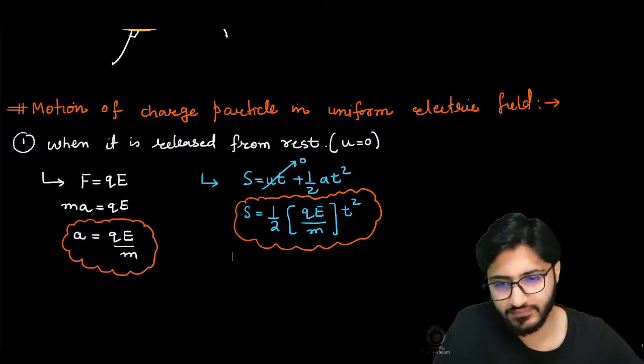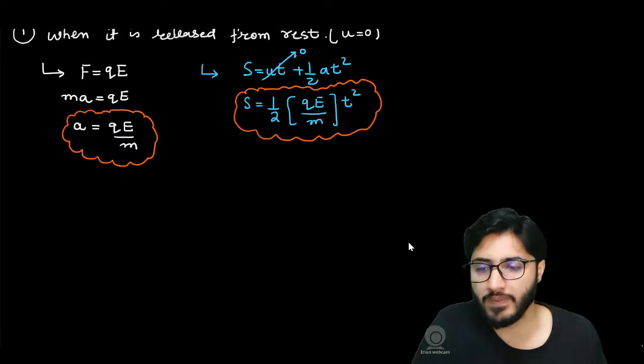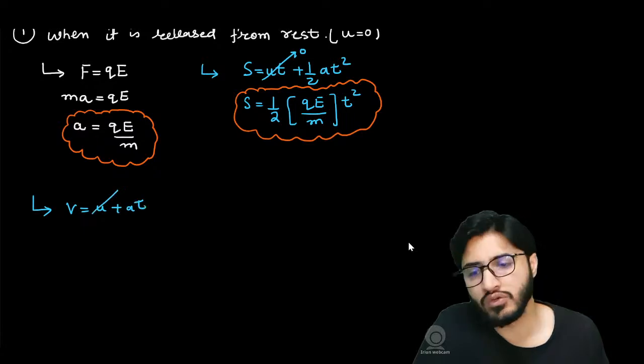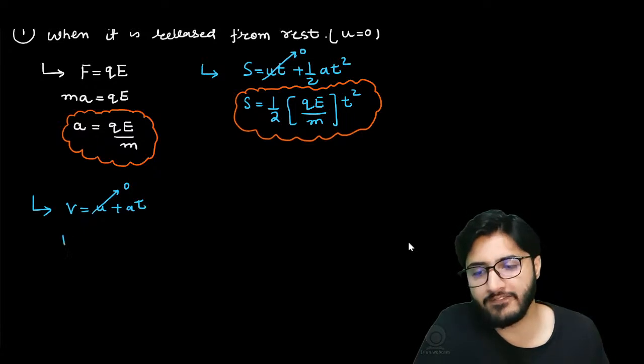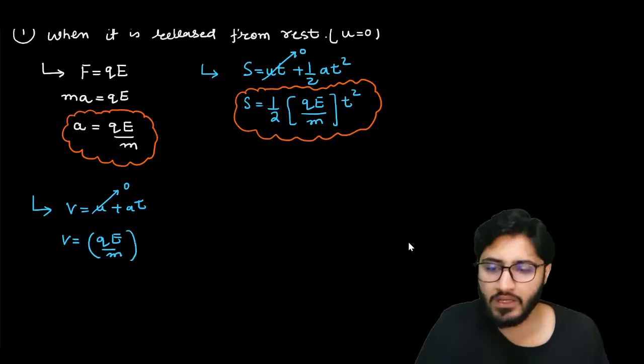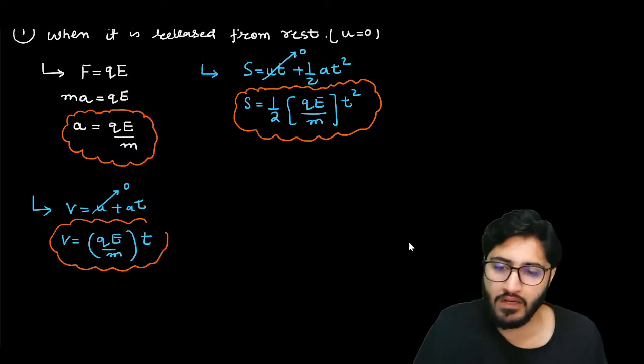Second point. How to find the velocity now? For velocity, V = u + at. u is 0. So V = a t, where a is QE by M, so V = QE by M into t. You need to remember these equations, how to manipulate.